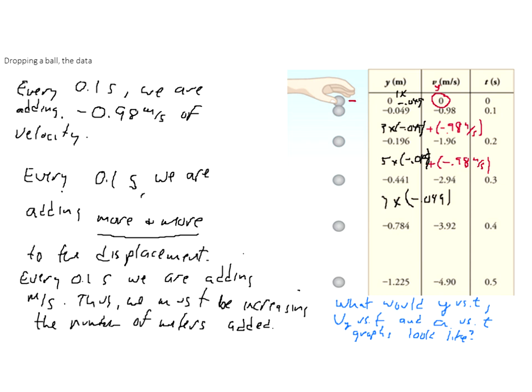V sub Y versus T would be linear, and A versus T would be constant. All right, so when you did the V sub Y versus T, did you have that sloping upward or downward? I guess it depends on your perspective for how the column is set up.